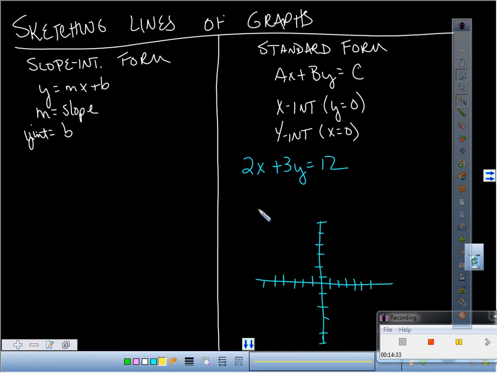Okay, so the first thing we're going to do is find the x-intercept. Now remember, in order to find the x-intercept, what do you do? Okay, so when I put a 0 in for y, this whole term goes away. So you just put your finger on top of that. And then look what you have left. 2x equals 12. So what does my x-intercept have to be? 6. So I go to the x-axis and I go out to 6. 1, 2, 3, 4, 5, 6, and I make a big dot.